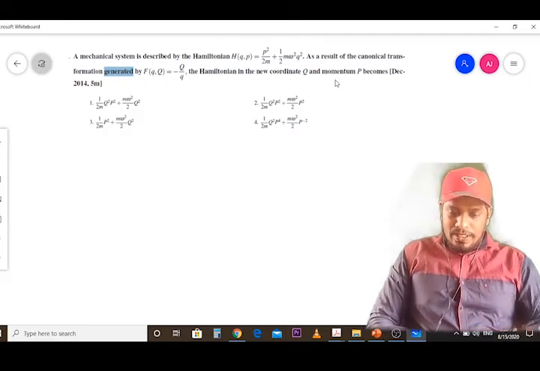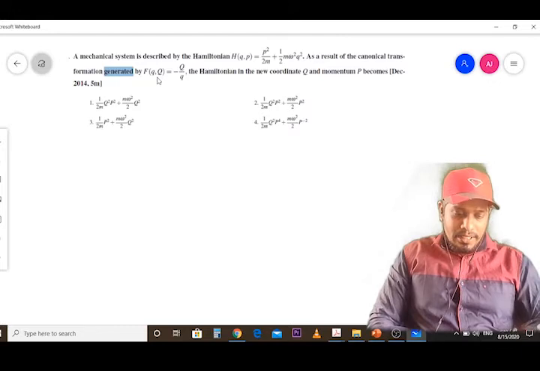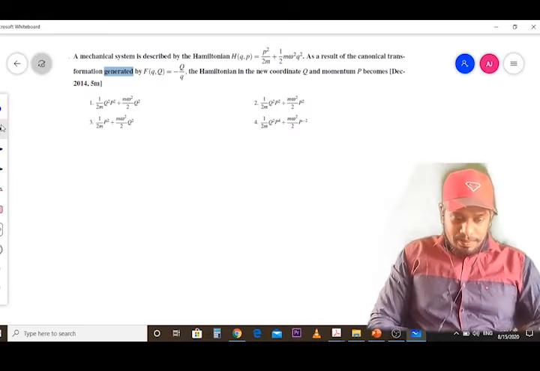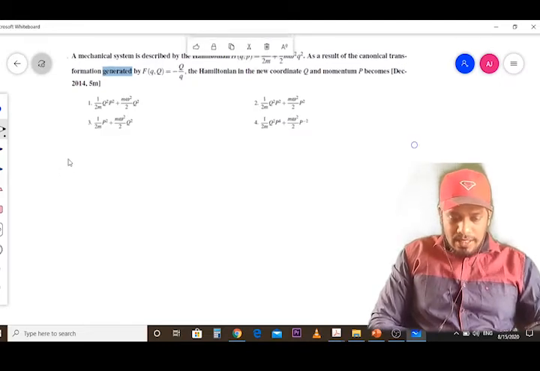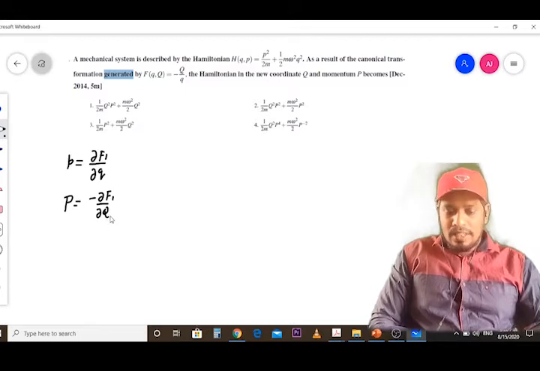What is the thing they are asking here? It would be simple. First, we have to write the equations corresponding to the type 1 generating function. The small p is equal to dou F1 divided by dou q. Next, the capital P is equal to minus dou F1 divided by dou capital Q. These are the two equations.